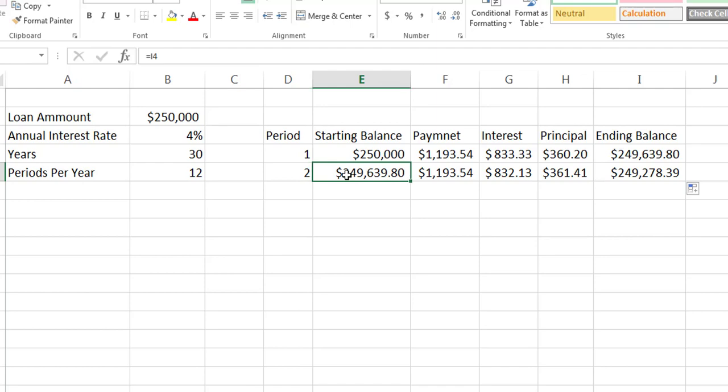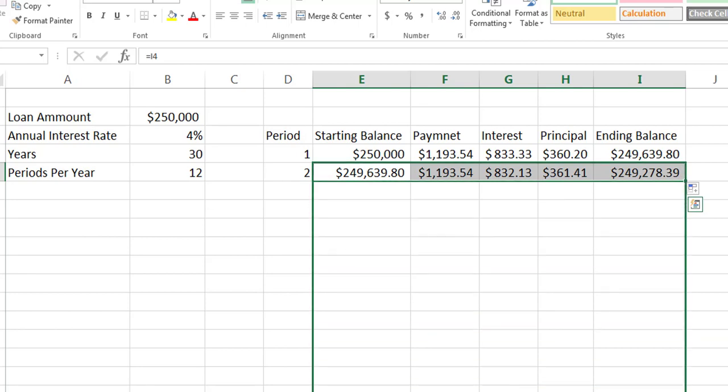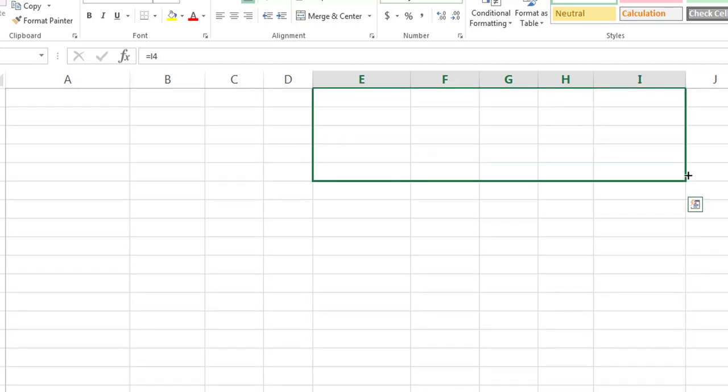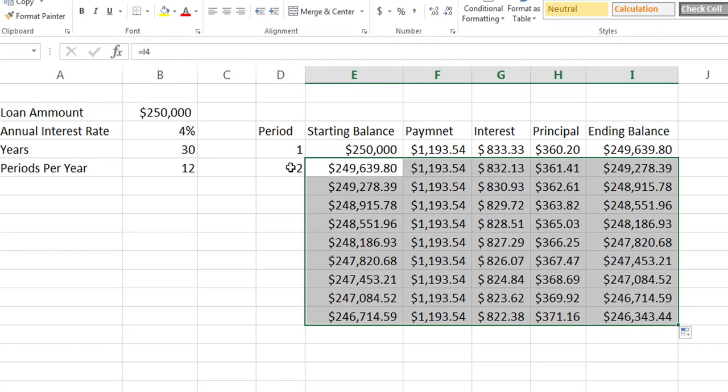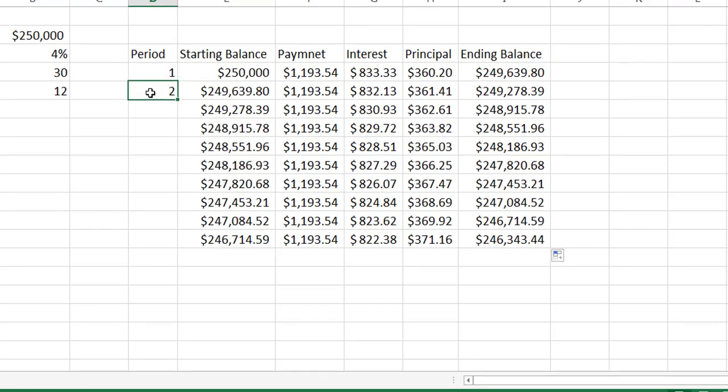Now it's simply a matter of highlighting columns E through I in row 5, moving my cursor to the lower right-hand corner, and just dragging this down until I get to 360 months, or 360 periods. The way I've got this set up, the period is not counting down properly, so I'm just going to change that formula so that it can count down. I've done this in previous videos, so you've probably seen me do this before. Now it's going to be quite easy for me just to drag down.